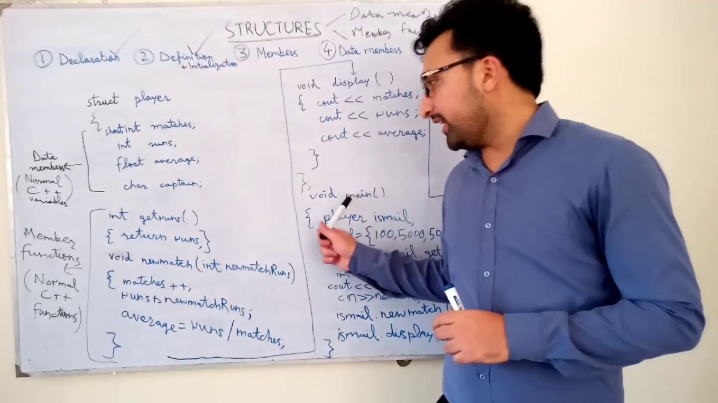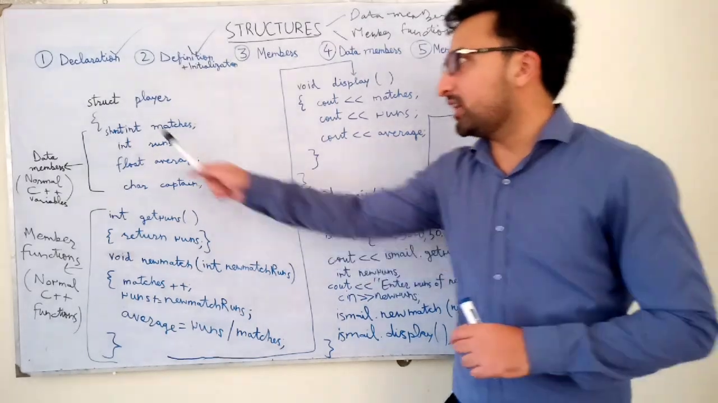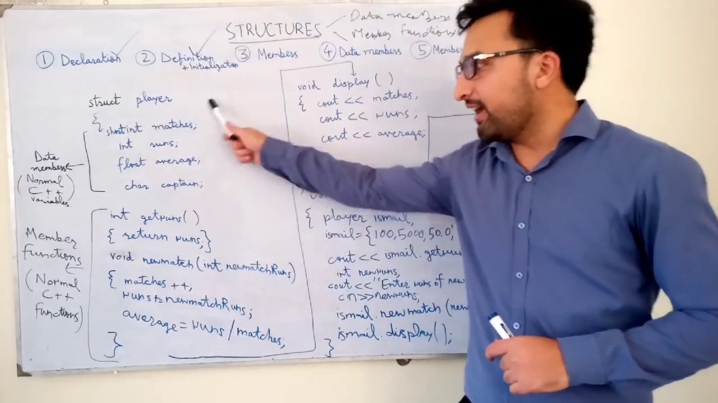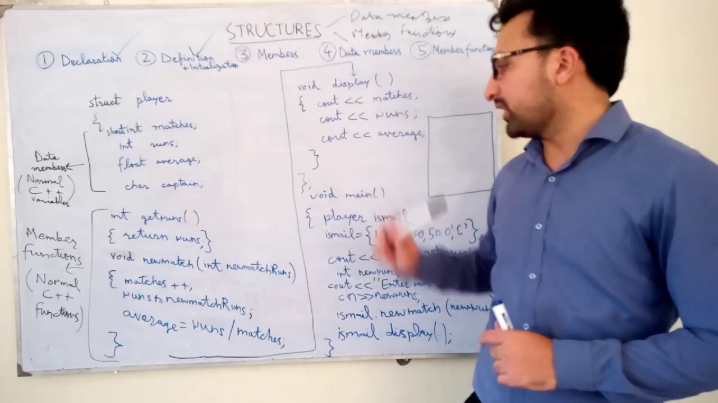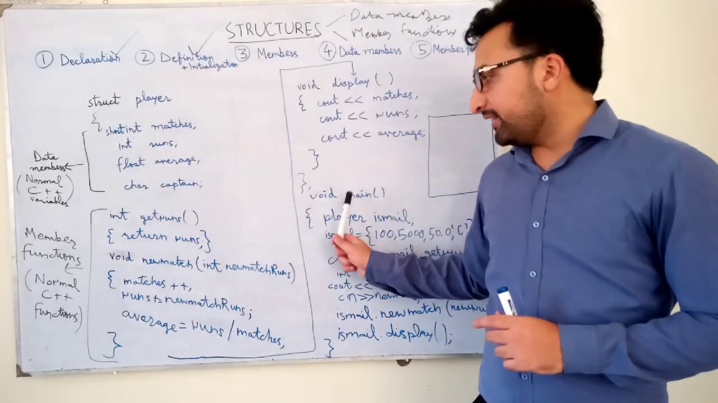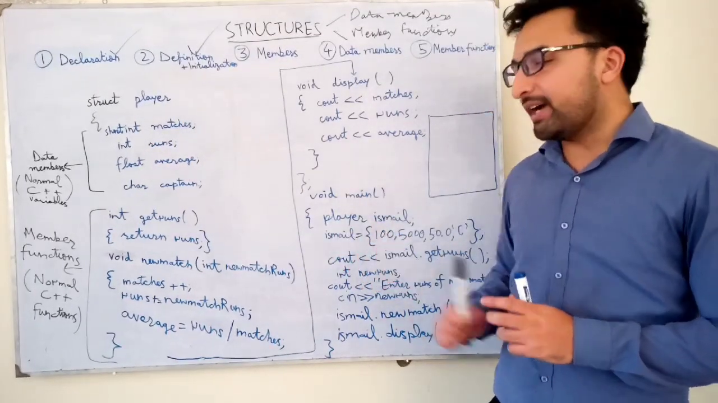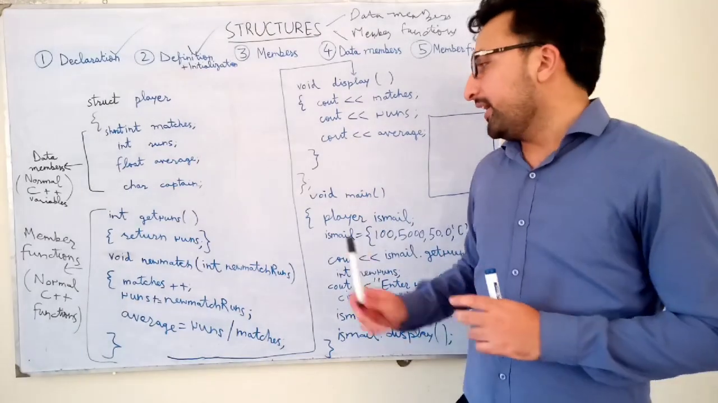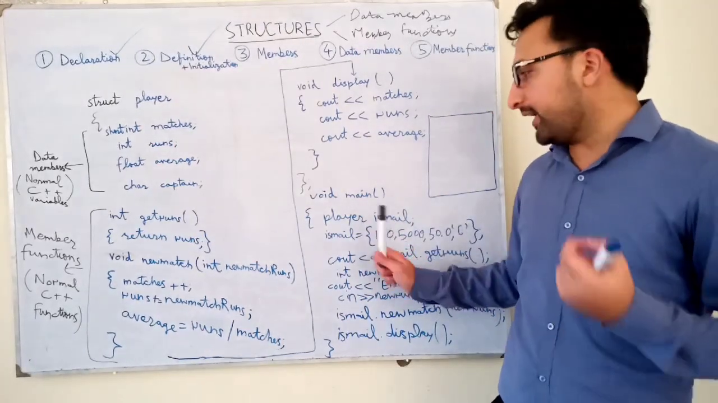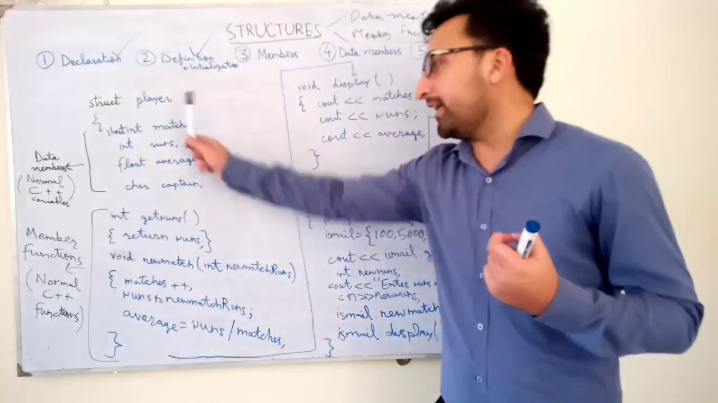Now this is our main program. This is where the structure ends. The structure starts from here and ends here. These are data members, these are member functions. So in the main program we define the instance of a structure, and the instance is named Ismail here, and the structure is named player.